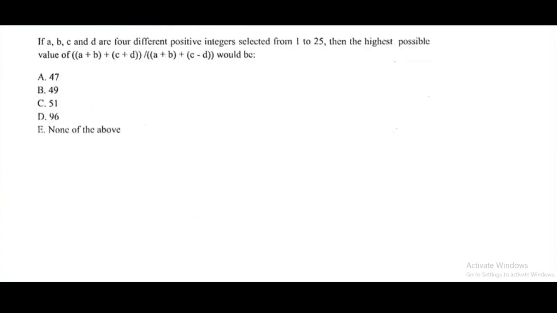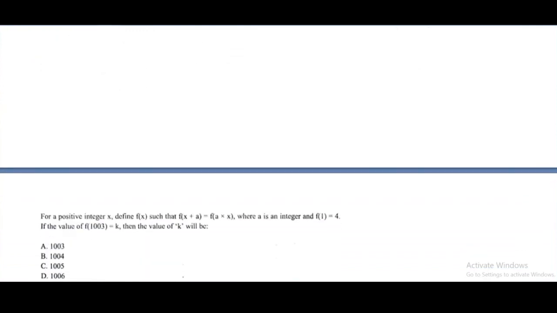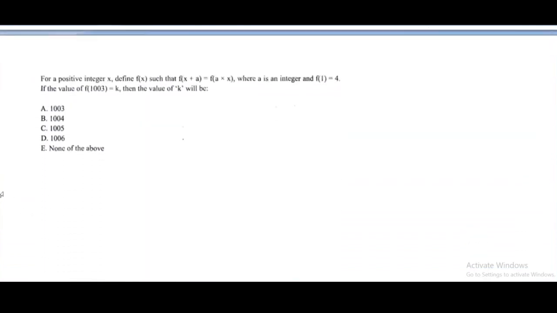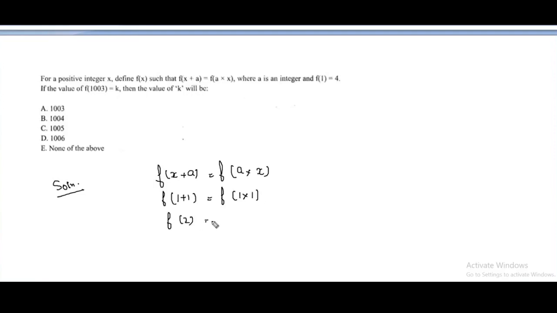Come to the next one. F of x plus a, that is f of a into x, where a is an integer and f of 1 is 4. Now if f of 1 is 4, can I get f of 2? If I take 1 and 1, then I'll get 1 into 1. F of 2 is the same as f of 1. F of 1 is 4, so f of 2 will also be 4.